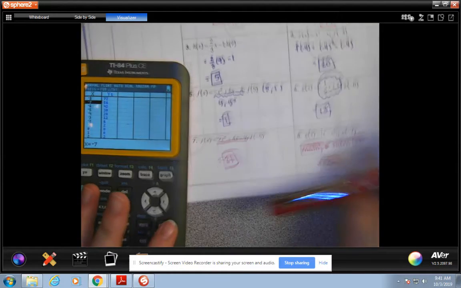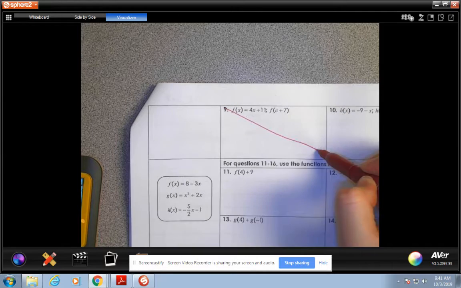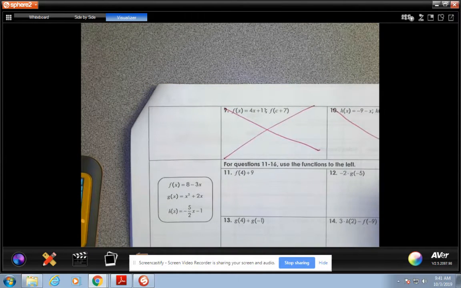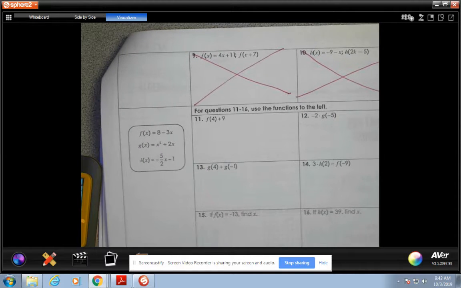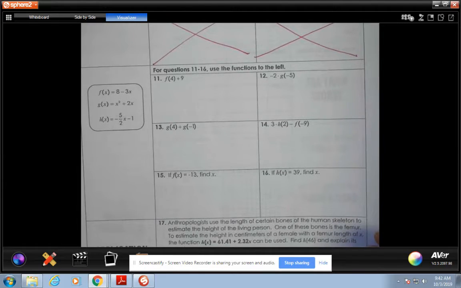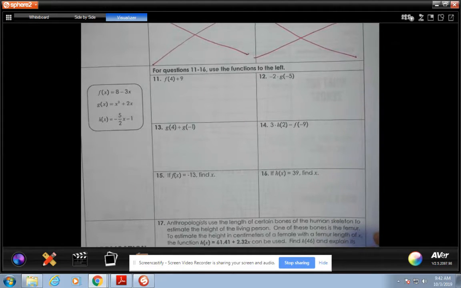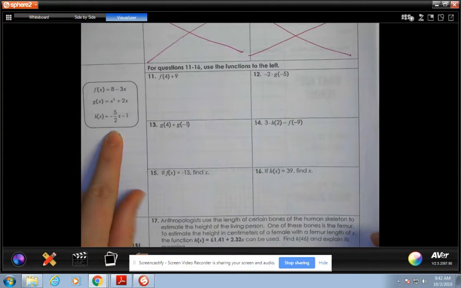All right, let's go ahead and turn over to the back. So 9 and 10 you don't have to worry about doing. 9 and 10, you will probably see this in Algebra 2, but it's not something we really have to worry about in Algebra 1. But in Algebra 1, you do some operations with these. So for 11 through 16, you're going to use these right here.